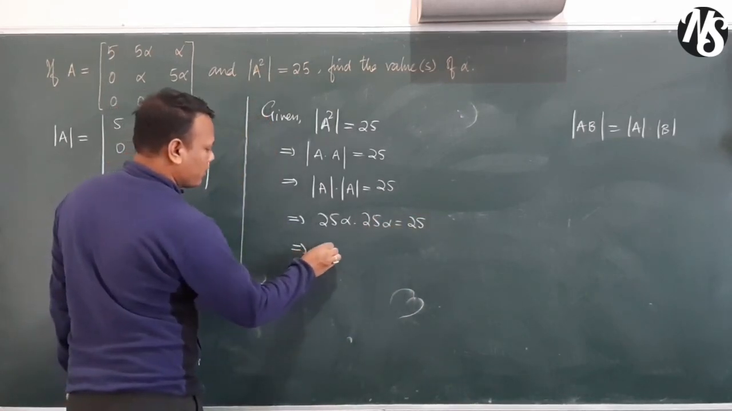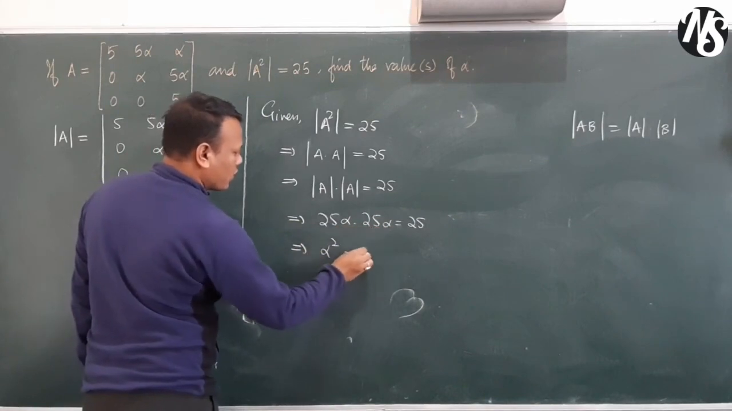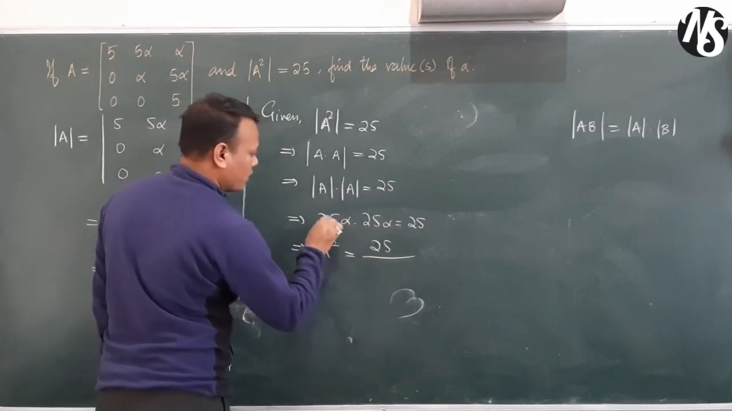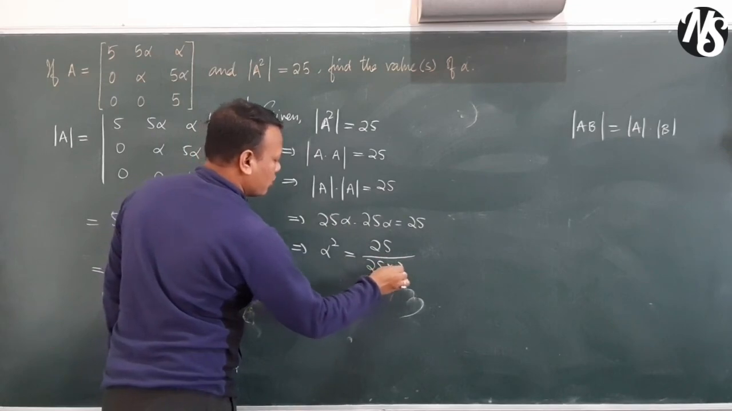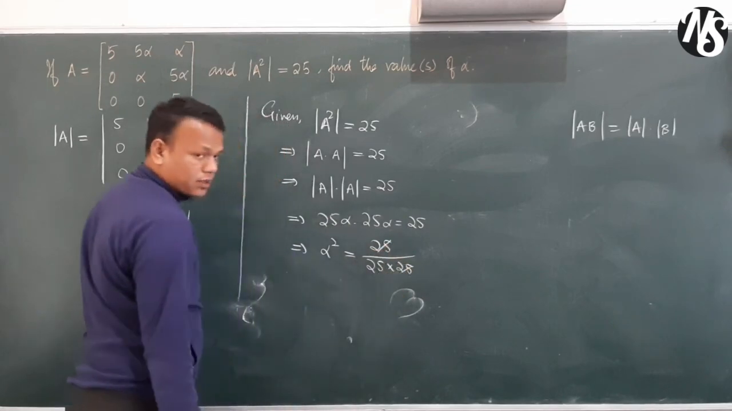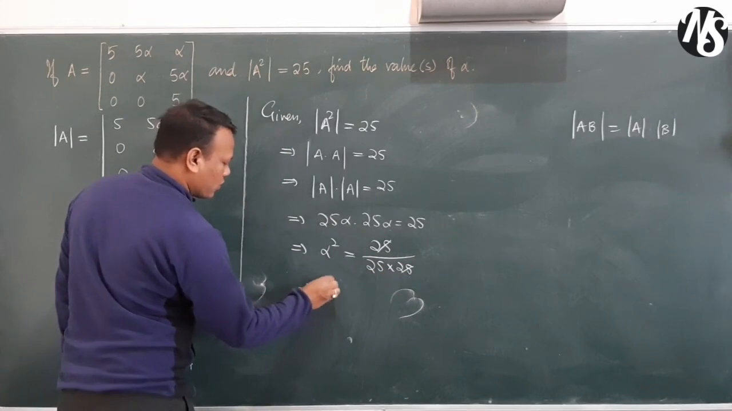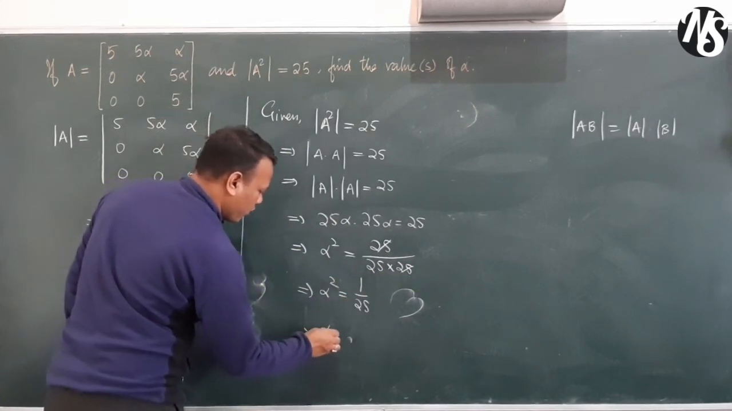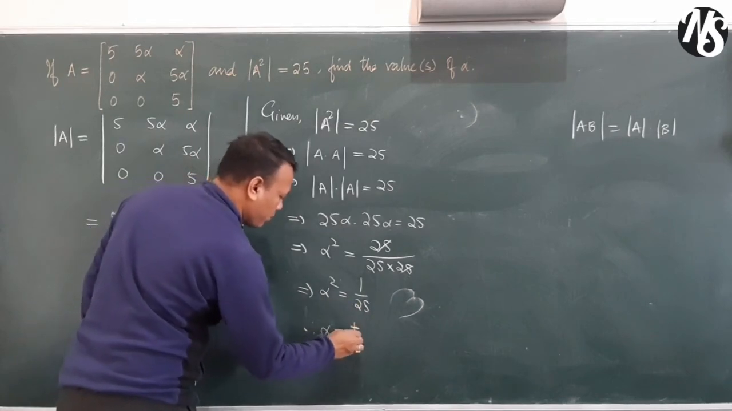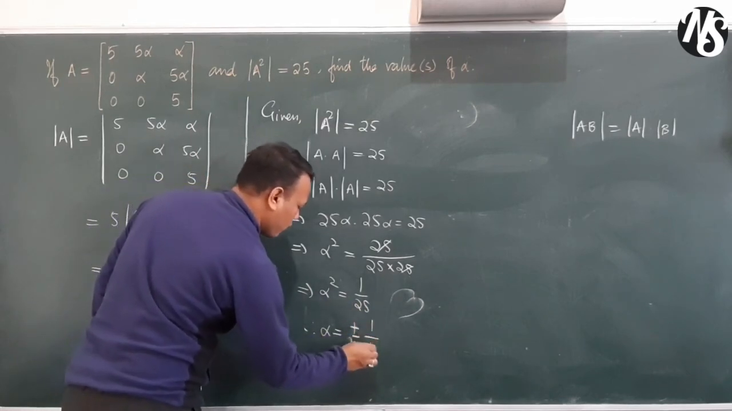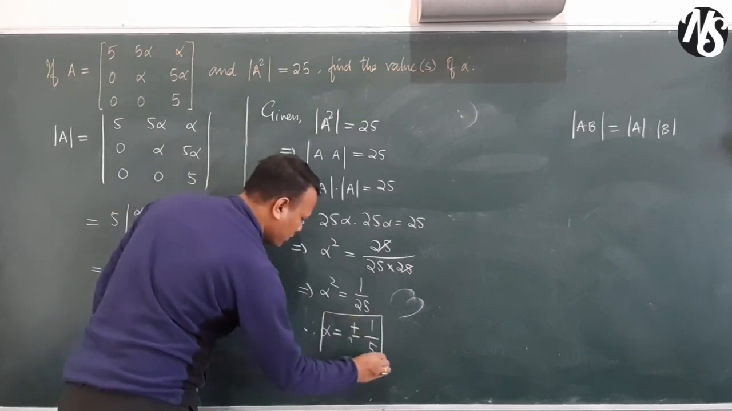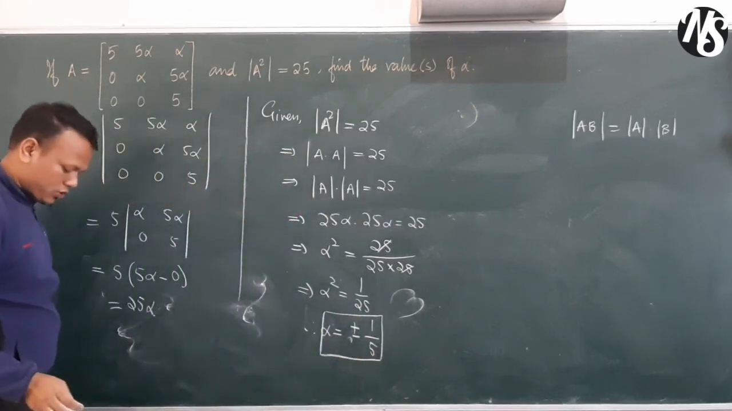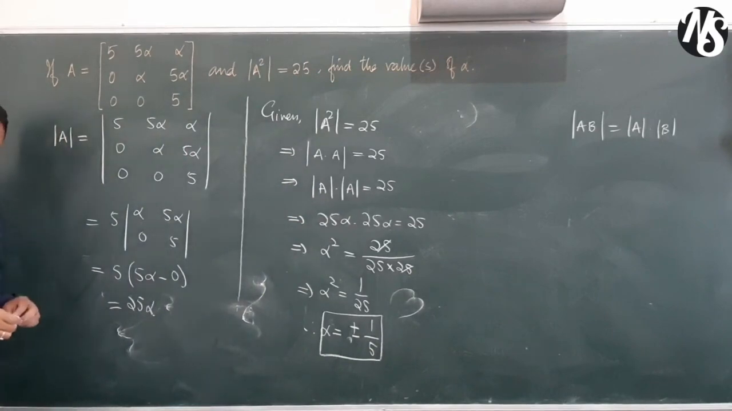So we have alpha into alpha, alpha square. 25 is there on the other side, so bring both 25 to the denominator. One of them gets cancelled. So alpha square is 1 by 25. Therefore the value of alpha, if you find the square root on both sides, becomes plus minus 1 by 5. This is my answer for this particular question. You may pause the video and note down your solution. With this we close for the day. Thank you very much.